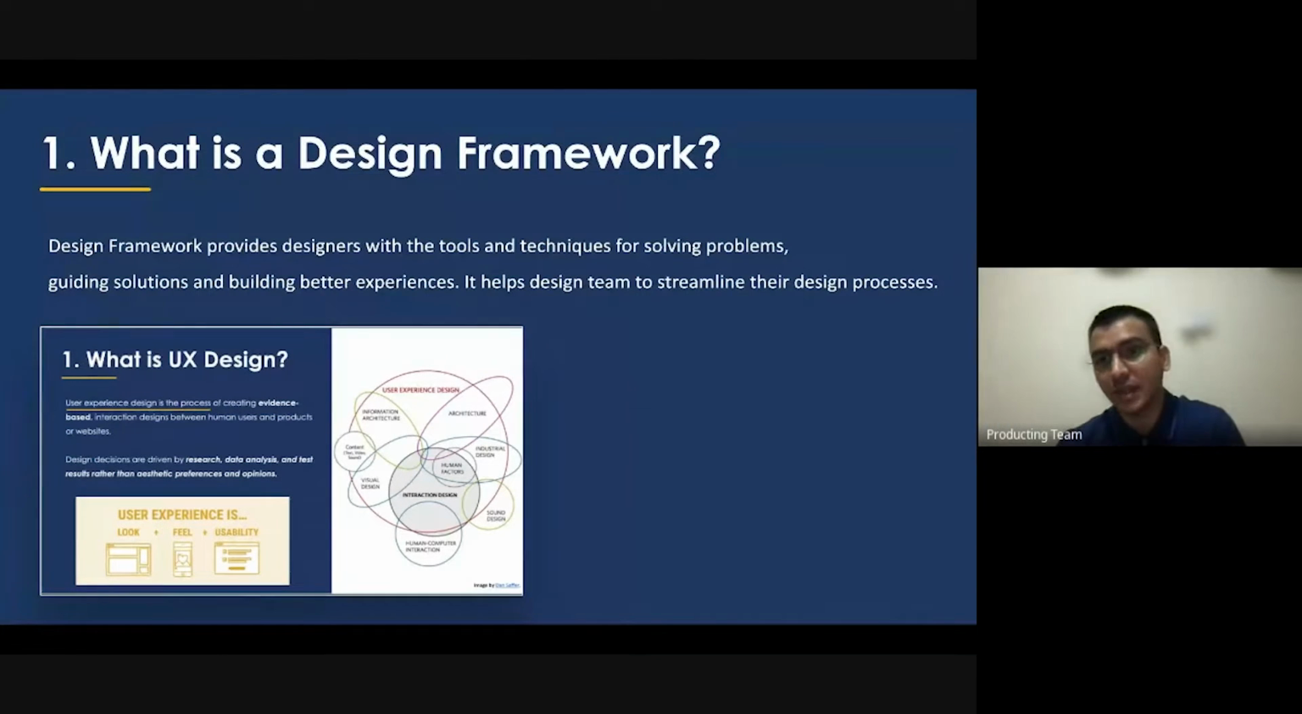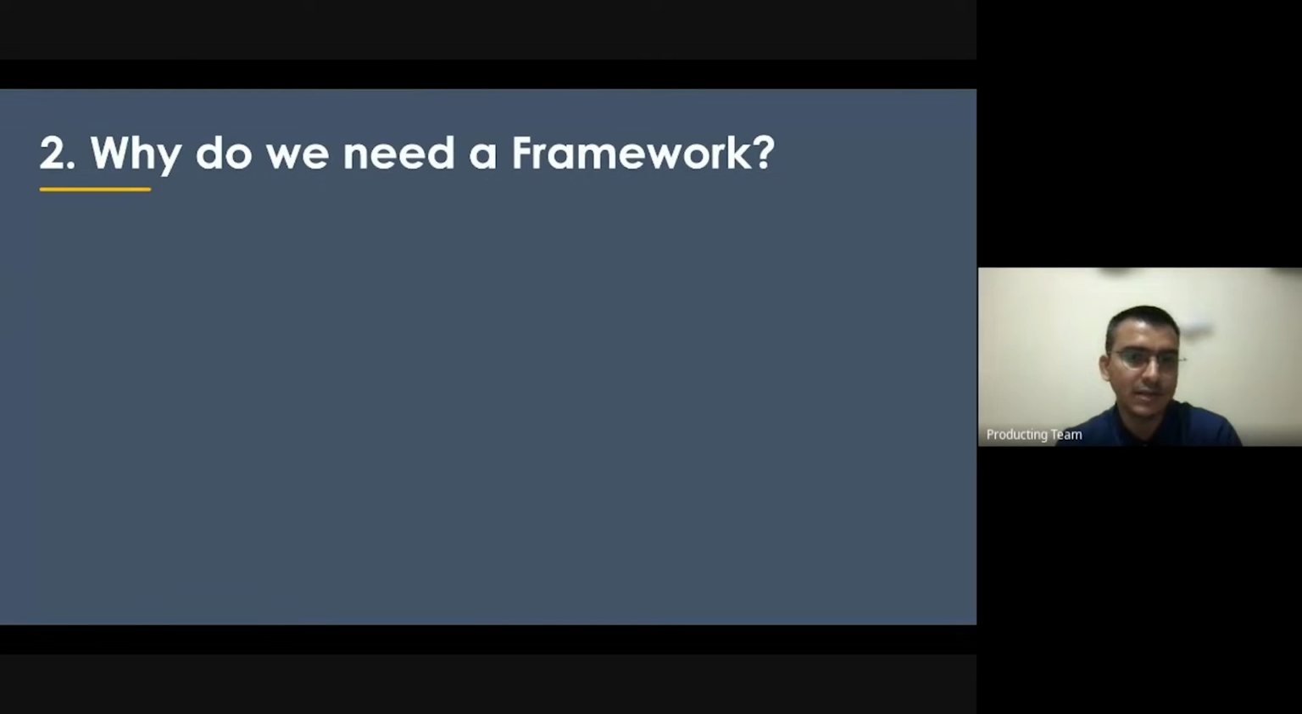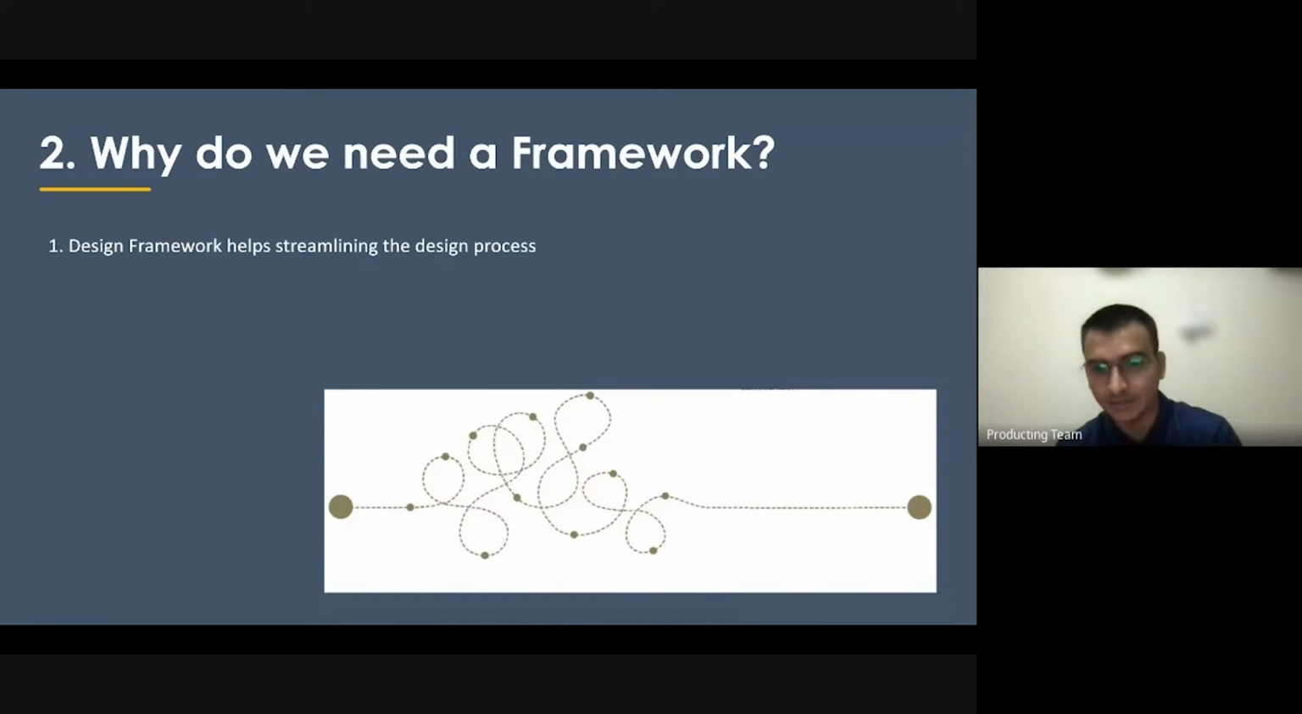Okay, so now the question comes in, why do we need a design framework? So we understand what is a design framework. It provides us with the tools and techniques, right, to solve the problem or find a solution and build a better experience. But why do we need it, right? That's the next question. Why do we need a design framework? The first one being, a design framework helps streamline the design process. Okay, the design process looks very complicated, right?